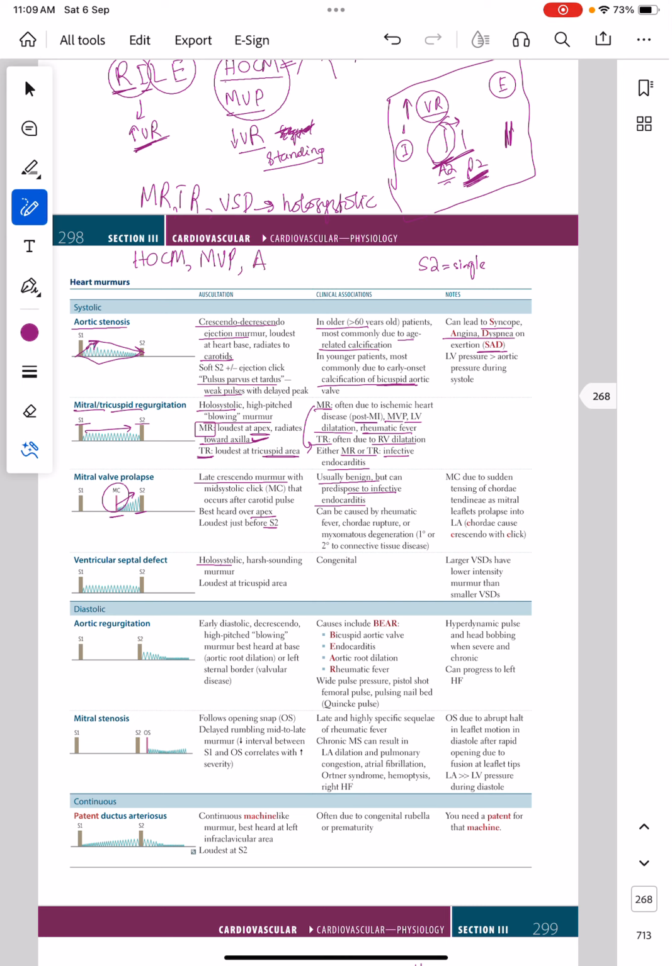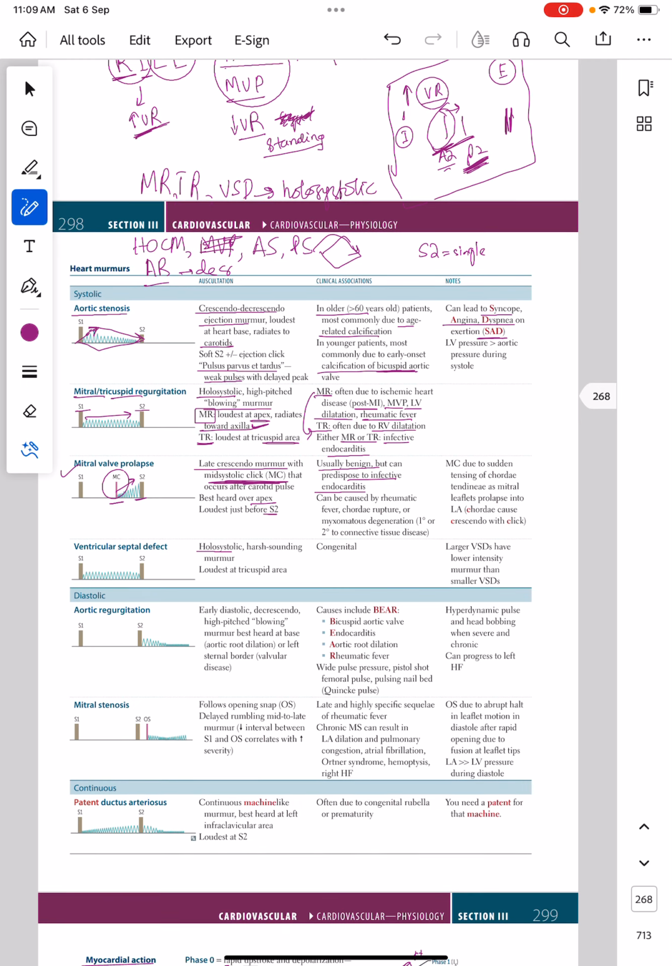Similarly, if you discuss HOCM, MVP, aortic stenosis and pulmonary stenosis, all of these produce a crescendo-decrescendo murmur. It increases and then decreases in intensity. And only aortic regurg produces a decrescendo murmur. The mitral valve prolapse also produces a late murmur, but with a mid systolic click. This mid systolic click is very important.